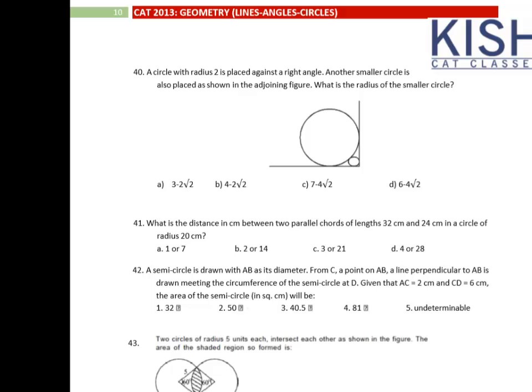Question 40. A circle with radius 2 is placed against a right angle. Another small circle is also placed as shown in the adjoining figure. What is the ratio of the smaller circle?